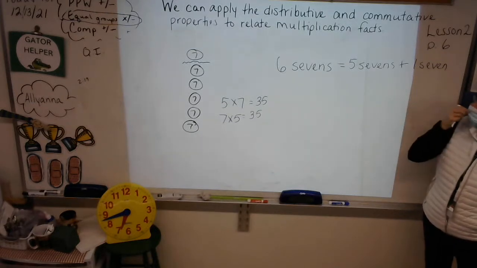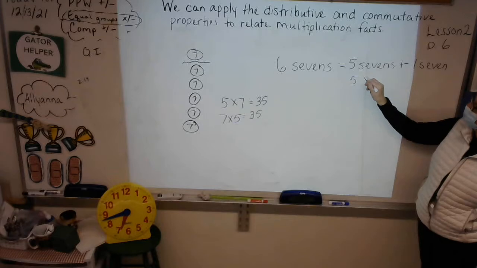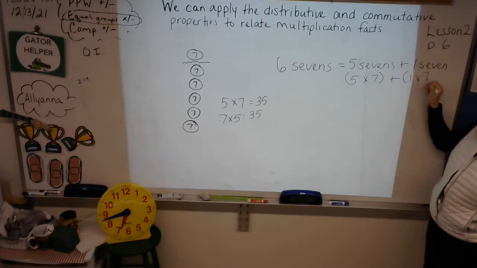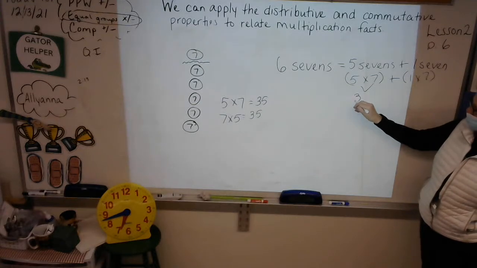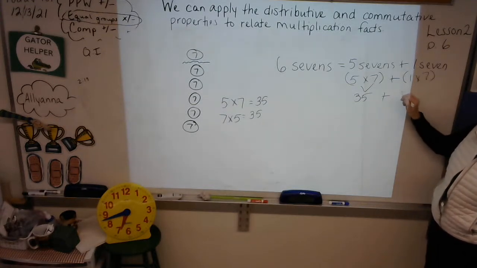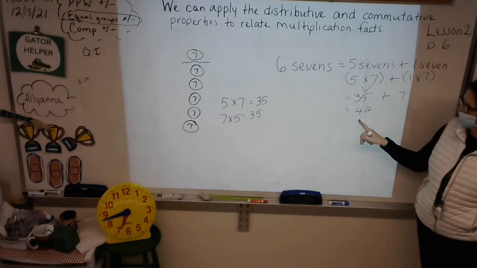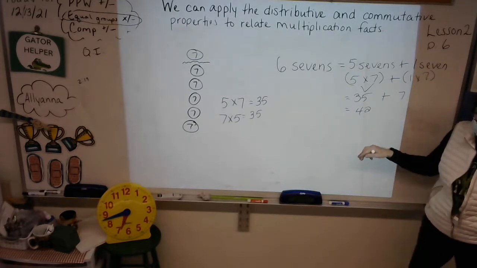Okay? And we all know, again, if I wrote that in multiplication fact form, it would be 5 times 7. 1 7 would be 1 times 7. I could keep going. 5 times 7 is 35. 1 times 7 is 7. If I add those two, I get 42. So what is 6 sevens? 6 sevens is 42. Okay, erase your boards.